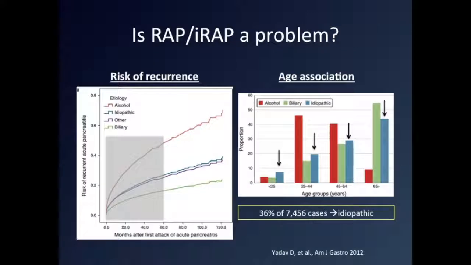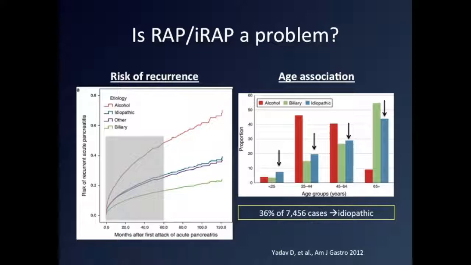So is it a problem? We saw this slide yesterday, but I do just want to touch on it again. The risk of recurrence after a patient has one episode of acute pancreatitis is not to be ignored. Of course, the red curve for alcoholics who do not quit, they will come back with more episodes. But focus on the light blue line here, the idiopathic entity. These patients will have a 20 to 40% risk of having 2 or more episodes.